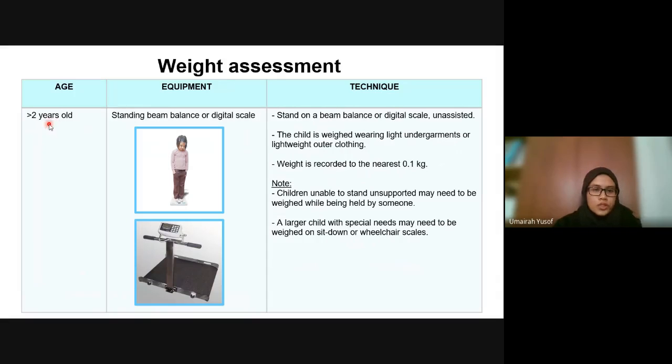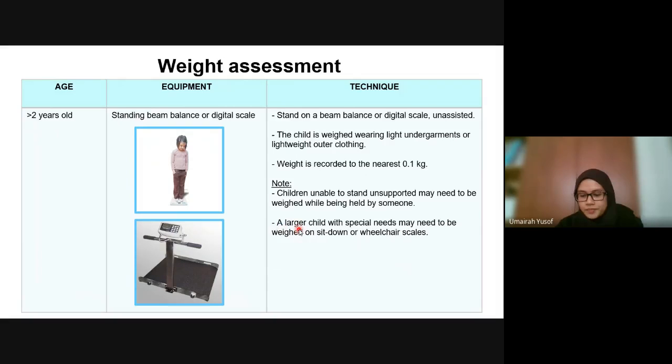For children above 2 years old, we use the standing beam balance or digital scale. For the technique, the child stands on a beam balance or digital scale unassisted by anyone, wearing light undergarments or light outer clothing. The weight is recorded to the nearest 0.1 kilogram. As an additional note, children who are unable to stand unsupported may need to be weighed while being held by someone, and then we subtract the weight of the person who assists the child. A larger child with special needs may need to be weighed on sit-down or wheelchair scales.